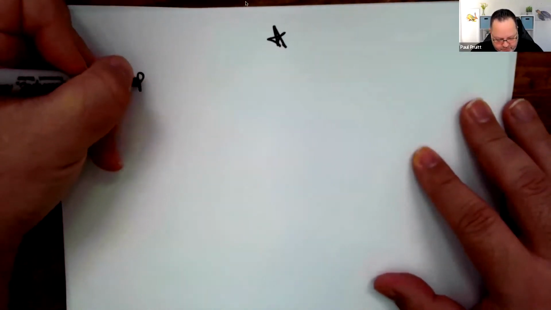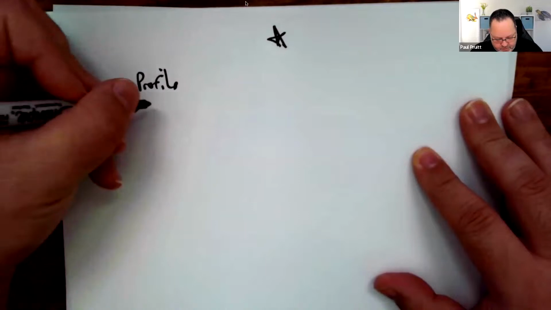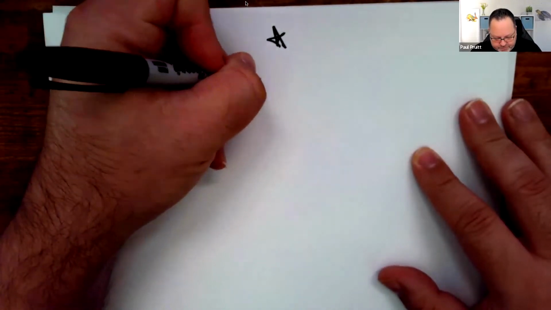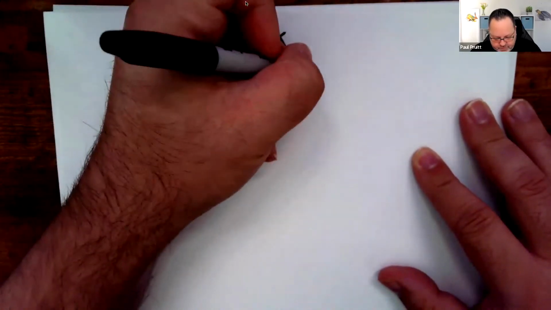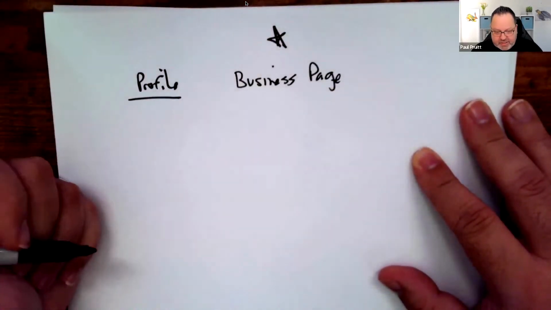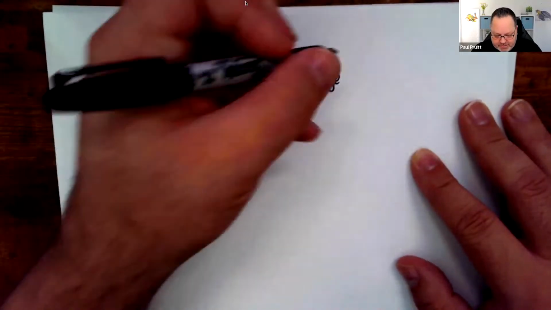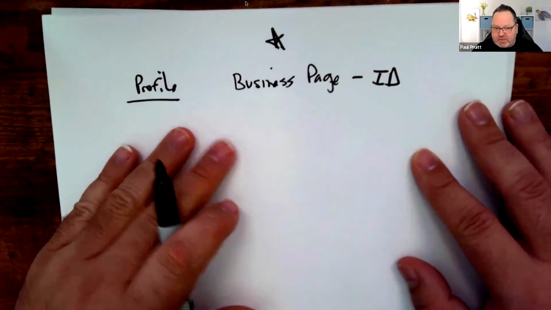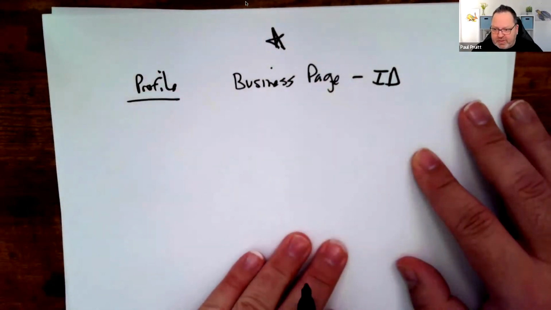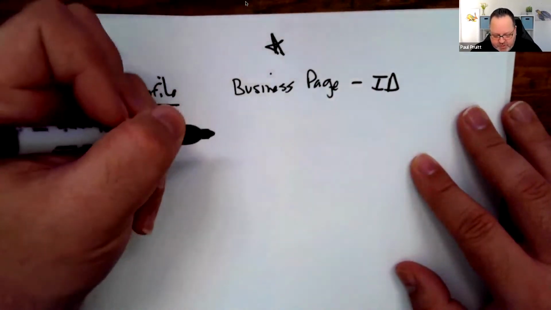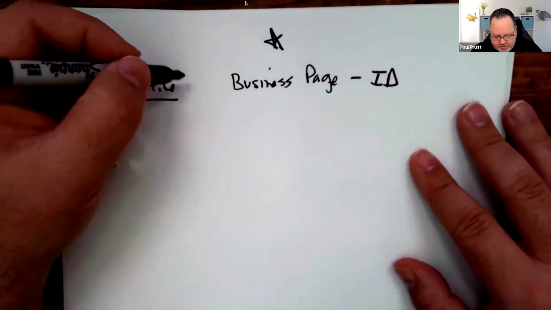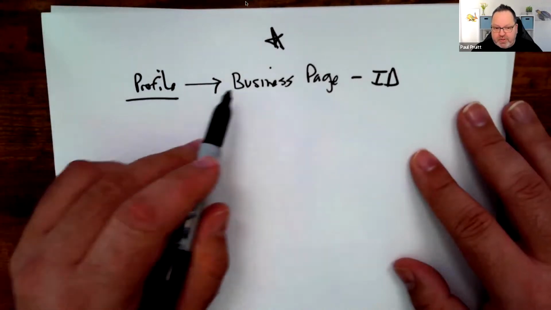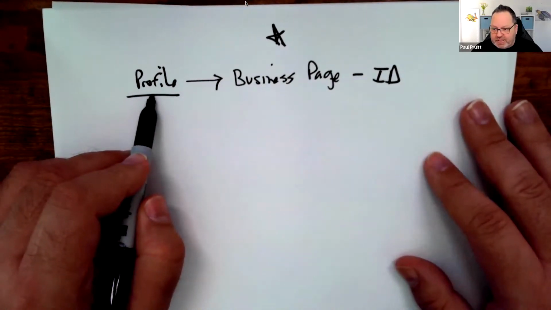Okay, so we have our profile. But separate from our profile, we have our business page. Now, technically behind the scenes, even though we have a name for the business page, it has its own ID. It's its own asset as far as Facebook is concerned. Same with our profile. Originally, when we set a business page up, the owner of the business page is the profile itself.